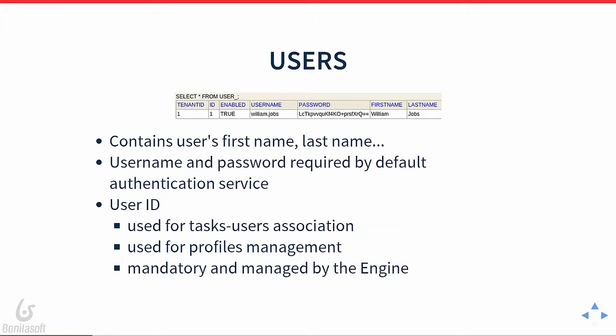So first, let's start with the user. Here you can see a screenshot. It's an extract of a Bonita database. It's a table that stores user information. As you can see, it will store classic user information, such as the first name and the last name of the user, and it will also store some information that is required for authentication. That would be the username and the password. These two are mandatory for the default authentication system that is configured when you get a Bonita bundle.